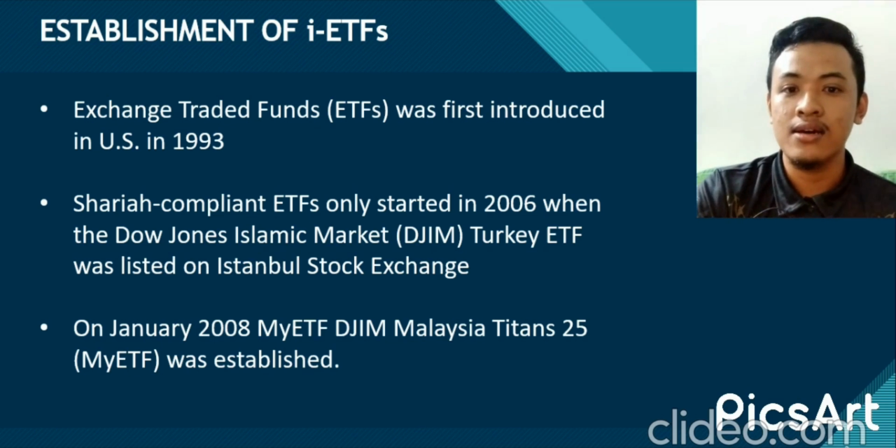Throughout the years, the demand for Shariah compliant exchange traded funds has increased among Muslim investors, and finally in February 2006, the Dow Jones Islamic Market or DJIM Turkey Exchange Traded Fund was listed on the Istanbul Stock Exchange to track the performance of the DJIM Turkey index, and it became the first Shariah compliant exchange traded fund. In Malaysia, My ETF DJIM Malaysia Titans 25 or My ETF was established in January 2008. This establishment provided global asset managers and investors with a unique vehicle for attaining a desirable portfolio exposure to a new asset class in Asia.